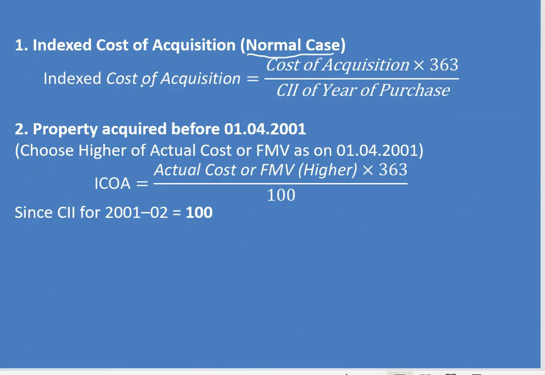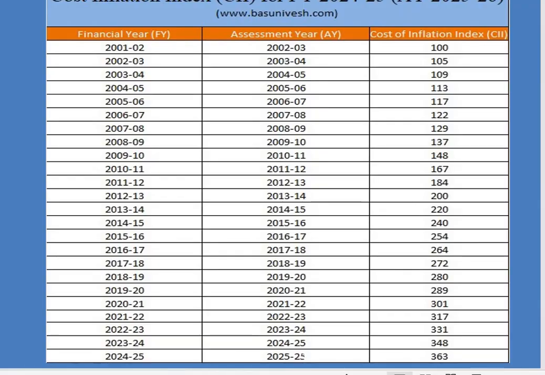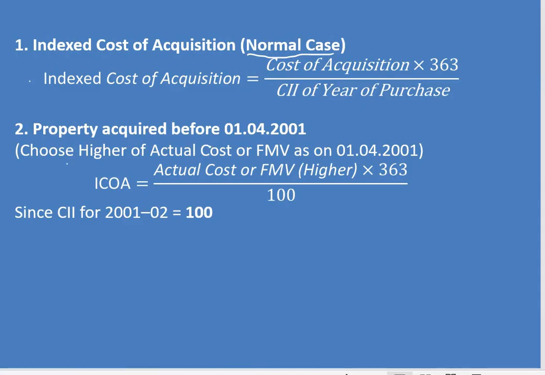Case 1, normal case. I told you the formula with example. We will look into the second case. What is the second case? If the asset is acquired before 1/4/2001. Here you can see, the CII starts in the year 2001-2, right? So that is why, if you purchase an asset before 2001, in what way do we have to calculate the index cost of acquisition? Index cost of acquisition is equal to actual cost or fair market value as on 1/4/2001, whichever is higher we have to take, into 363 divided by CII of the year 2001-2.